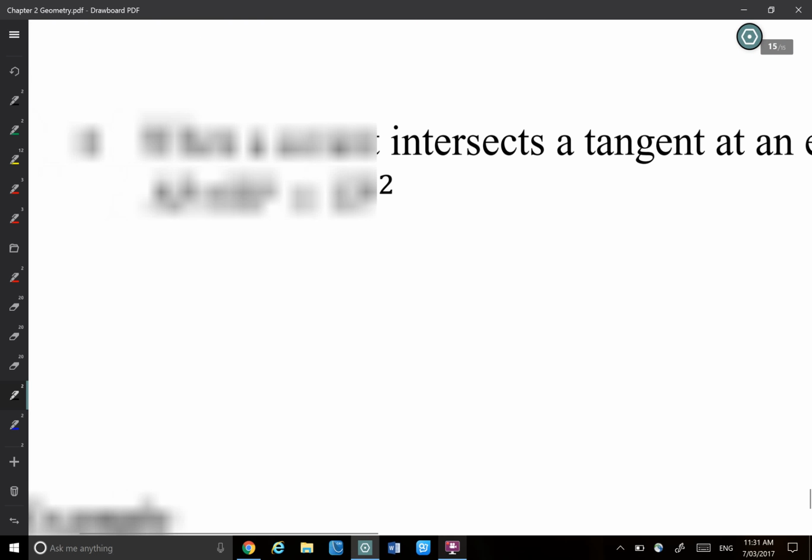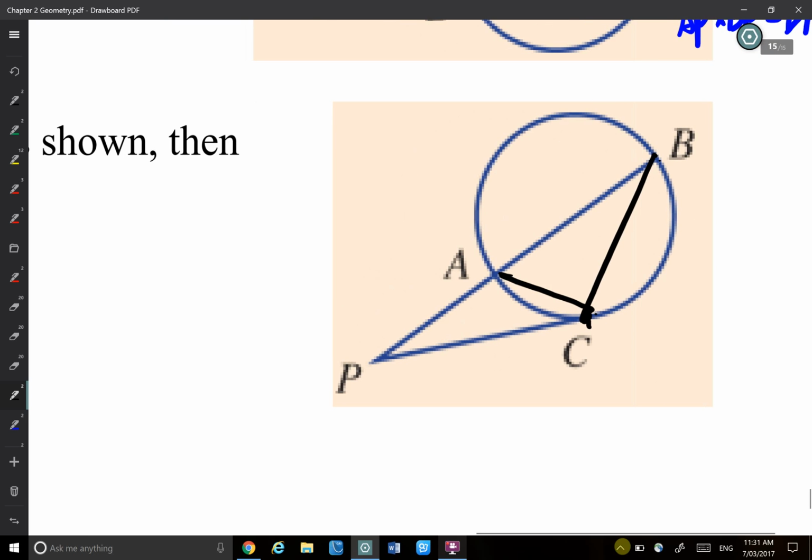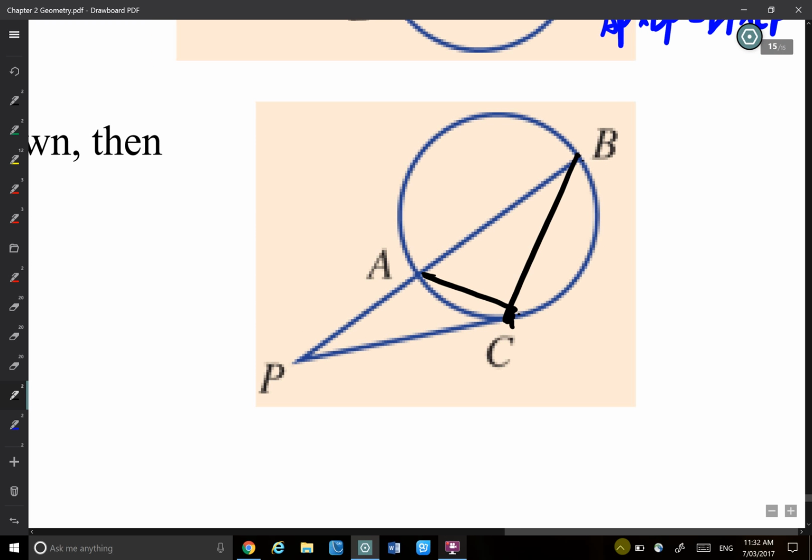If I can put that into ratio form, AP and CP, that can be AP over CP equals CP over BP. So AP and CP is one triangle and BP and CP is another one. Actually I'm looking for this triangle and also this triangle here.